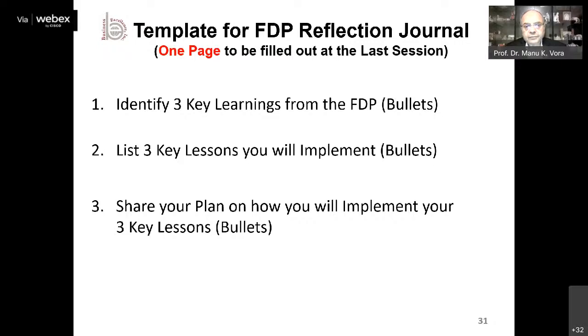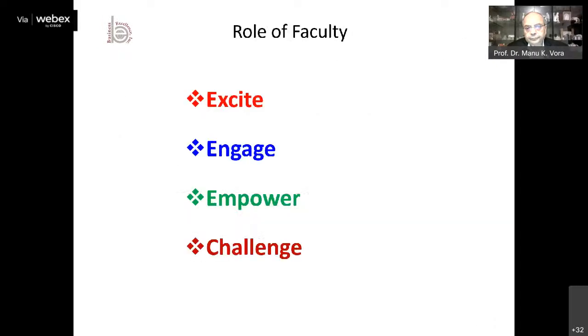And the reflection journal I mentioned at the end of the course, on the last day, they fill out the 1-page reflection journal focusing on 3 key learnings from the FDP in bullet form, 3 key lessons they will implement in bullet form, and their plan of action to implement the 3 key lessons in bullet form. Now, keeping this focus on the reflection journal allows them to first capture what they have learned, what they are getting out of it, and what they will implement. And that is where I think we need to guide them: implementation is the most important aspect of the learning.